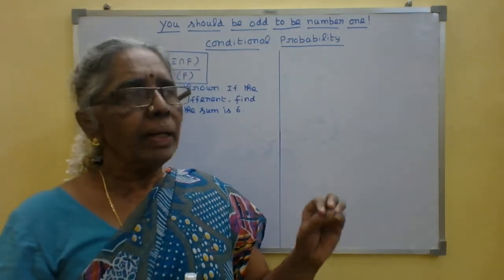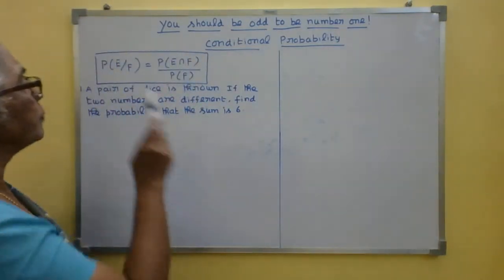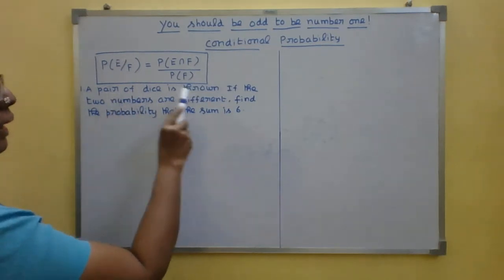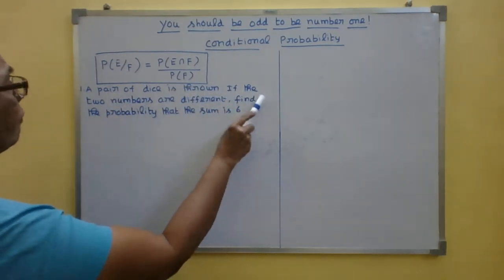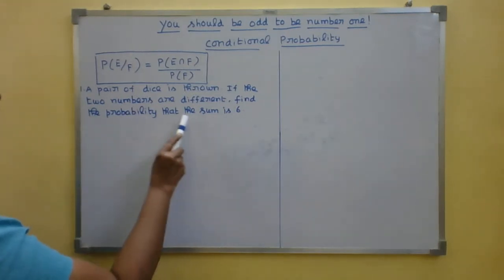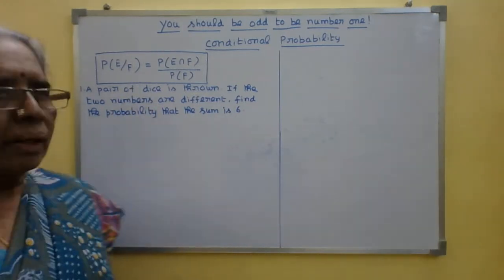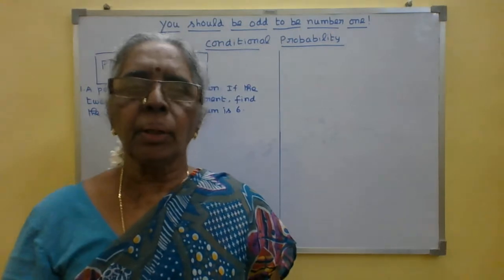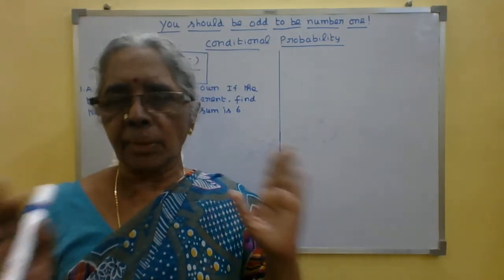Now, let us do one example sum. A pair of dice is thrown. If the two numbers are different, find the probability that the sum is 6. Here, what is our experiment? A pair of dice is thrown.